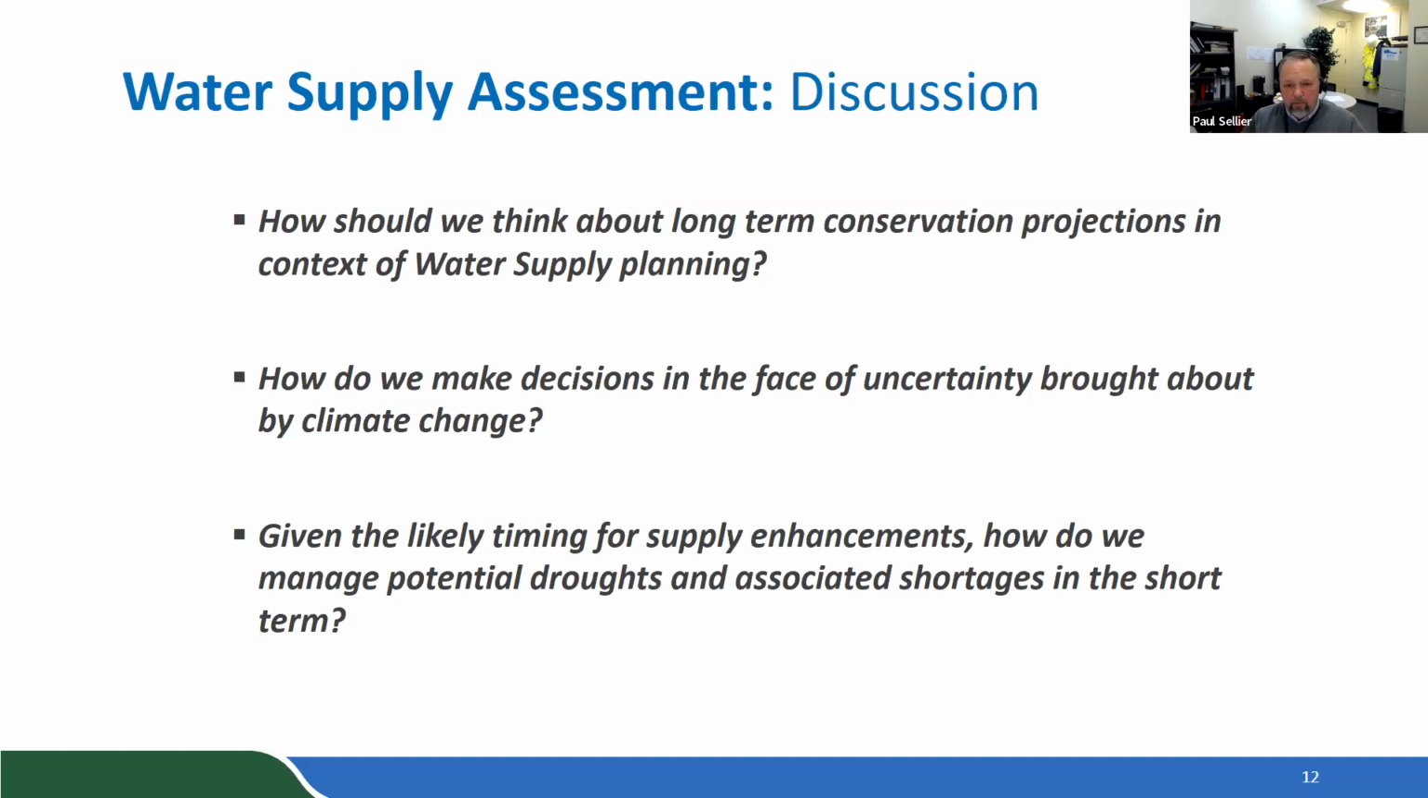And then the third one: given the likely timing for any supply enhancement, should we decide that we need an enhancement project, it's going to take a certain amount of planning and time to construct and deliver in a thoughtful way. So how do we manage any potential droughts and shortages in the short term? We need a game plan for these. So these are the 3. Let's jump to the next slide, and then I'm going to stop talking after a little bit and let you have your discussion.